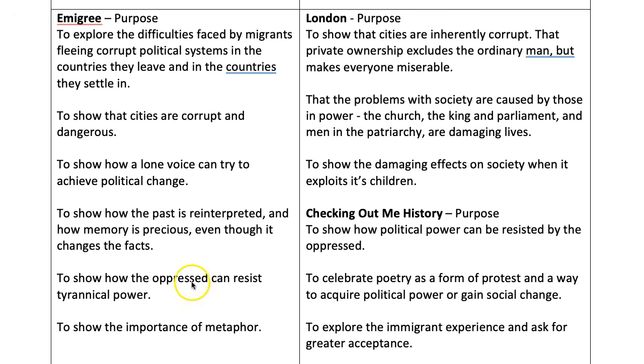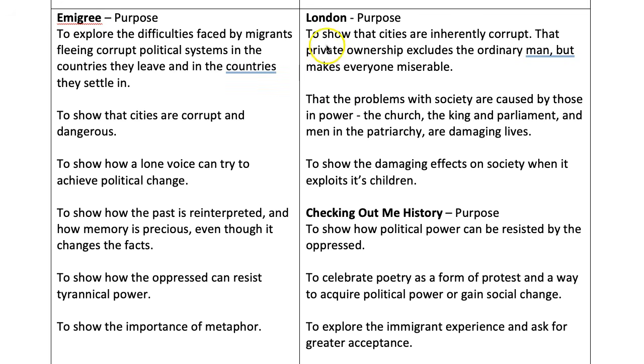That's quite unusual for the poems that we faced, but that does work here. To show how the oppressed can resist tyrannical power, and to show the importance of metaphor, because the whole poem is told through metaphor. Well, there are three poems I'm going to show you you can compare it with. Now, obviously, you know by now I'm going to recommend London should come top, because it is a pre-1918 poem and has a really clear, defined structure and form, whereas Emigree doesn't.